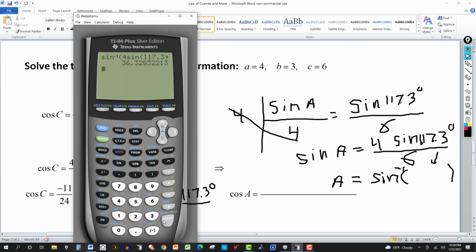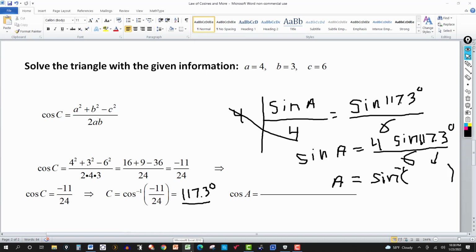And I don't have to do a confirmation to make sure that this is a solution because of the fact that we found the largest angle and we know the other ones have to be acute. So I don't have to test out the supplement angle to see if it works. It's not going to work in this particular case. So we found all three angles. Angle A again was 36.3 degrees. Angle B was 26.4 degrees. And angle C, of course, is 117.3.